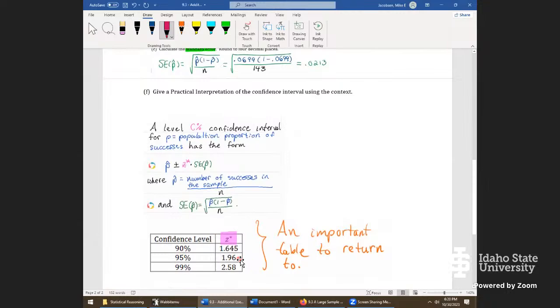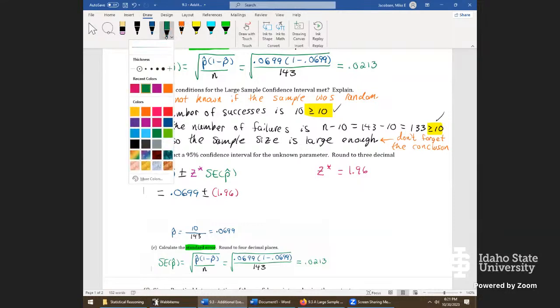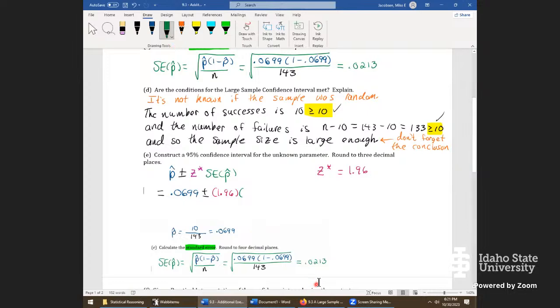So the 1.96 came only because they told us 95% confidence. So that's the value we cited. So now up above, we're just about ready to finish this off. We're going to go left to right, substituting in values. First one is p hat. So go down, it's a 0.0699. Then add and subtract our critical number. That's right here at 1.96. That whole thing gets multiplied by standard error, which is down here or up above, 0.0213.